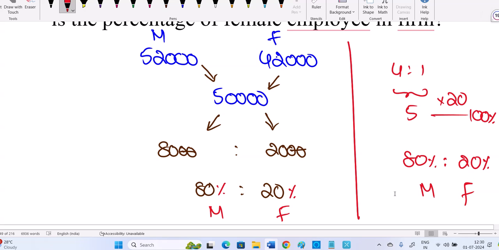A lot of people, after doing the 4 is to 1, are saying 25% is females, which is wrong. Female percentage is female out of total, not female out of male. Don't say 1 by 4. Female is 1 sir, male are 4, 1 by 4 is female percentage. No. Female percentage is female out of total into 100.